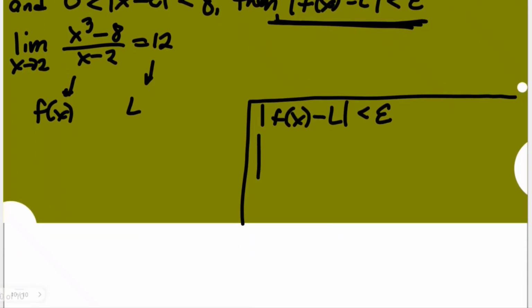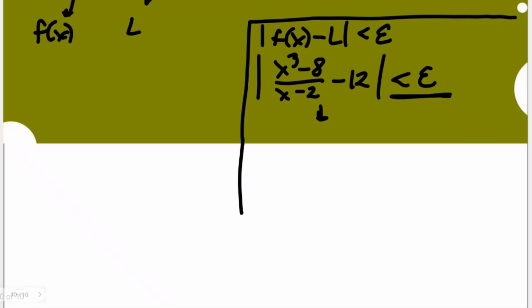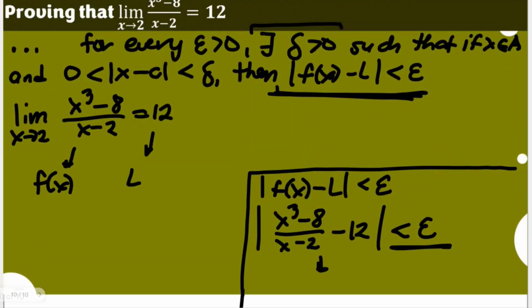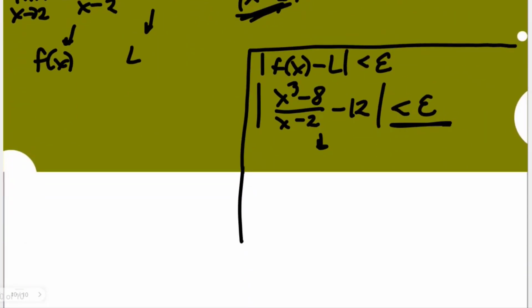Our f of x, x cubed minus 8 over x minus 2, minus your L, which is 12, must be less than epsilon. Let me remove this in the meantime and only simplify this portion so that I could come up with the presence of x minus c. In this case, our c is 2, so we will have the absolute value of x minus 2. It should appear here so that we can manipulate our processes and return to our intended target. So x minus 2 is in the denominator already, right?